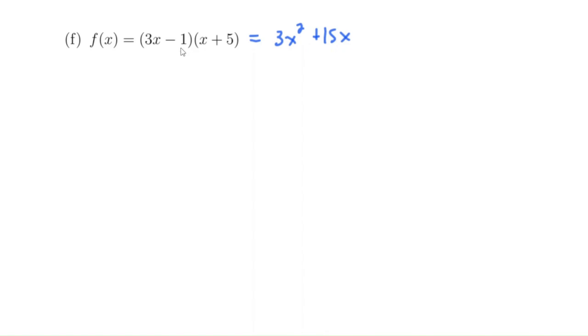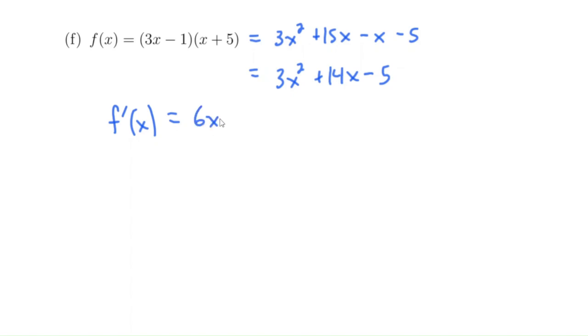We multiply the two inside things, we get minus x, or minus 1x. And multiply the two last things, we get minus 5. Okay, so notice this simplifies to be 3x squared plus 14x minus 5. So now what is the derivative? We had to simplify before we could take the derivative. The derivative would be 6x plus 14.